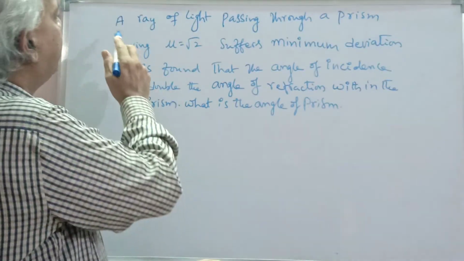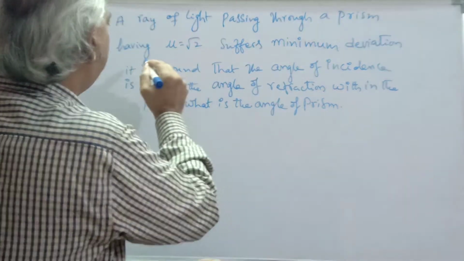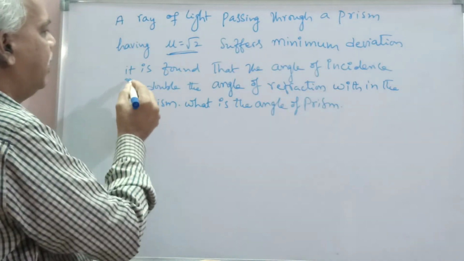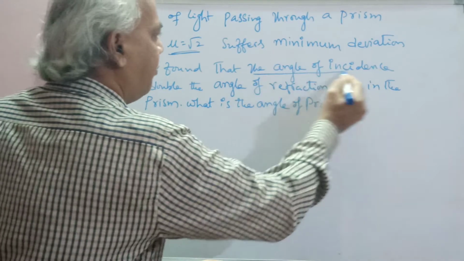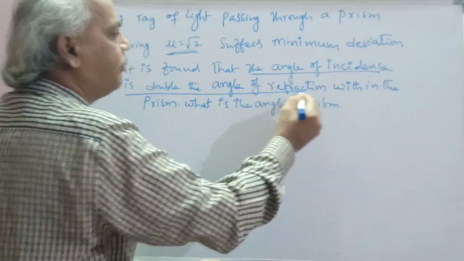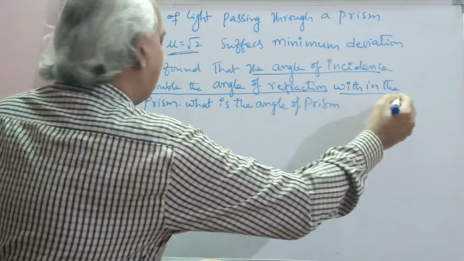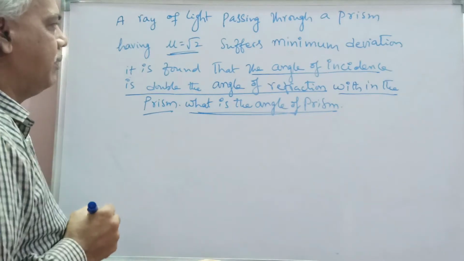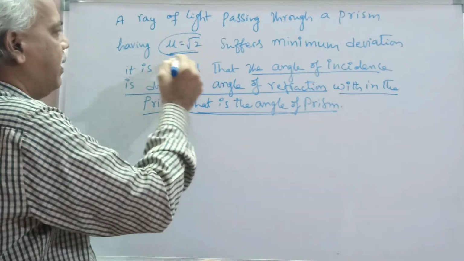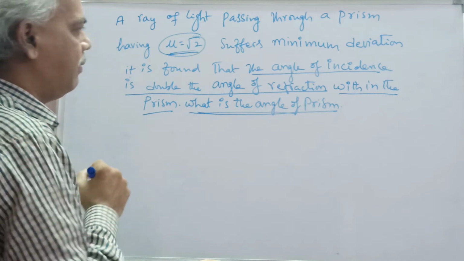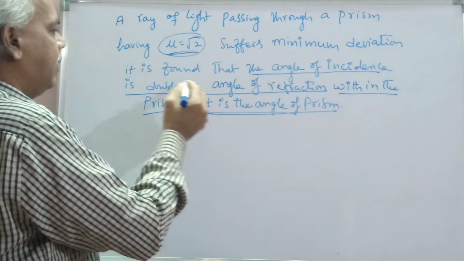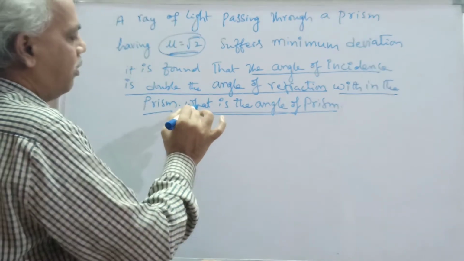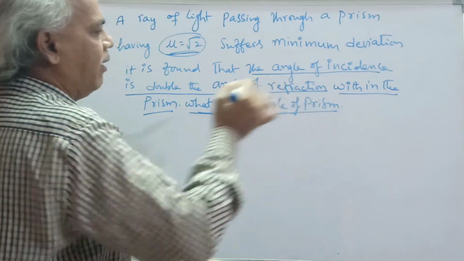In this problem, a ray of light passing through a prism having mu equal to root 2 suffers minimum deviation. It is found that the angle of incidence is double the angle of refraction within the prism. So what is the angle of prism? Here the refractive index of the prism material is given, and the other information is that the angle of incidence is double the angle of refraction within the prism.